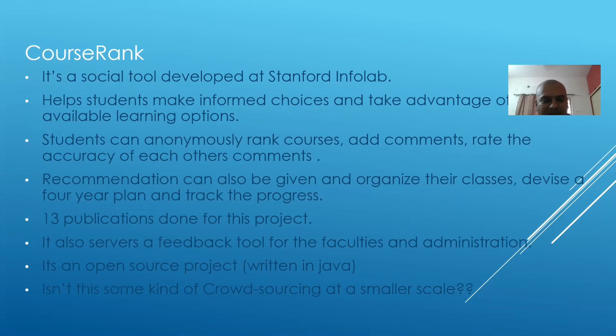It's good to see that for such a small project, they have done 13 publications. It also serves as a tool for feedback. It also serves as a feedback for the faculty and the administrations. It's an open source project written in Java. Thinking out loud here, course rank, since it's getting feedback from the people itself, it's some kind of a small or restricted crowdsourcing. Moving on to the next slide.